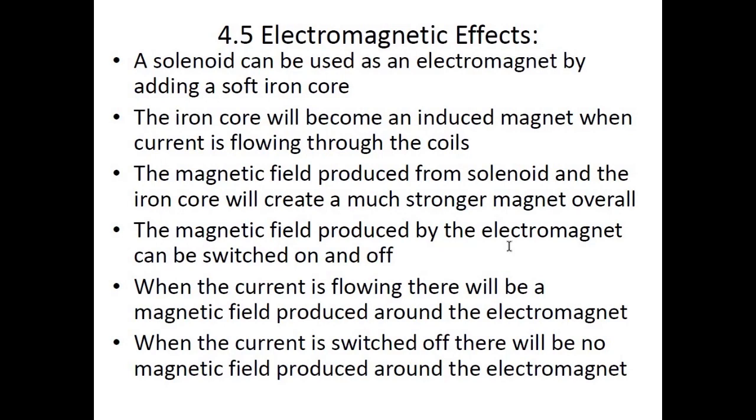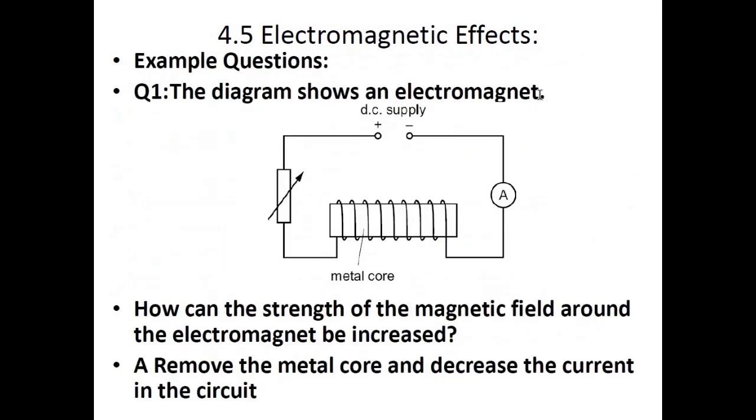The magnetic field produced from the solenoid will create a much stronger magnetic overall effect, because the coil as well as the soft magnetic material will combine together, their magnetic strengths would add together and they will produce a stronger magnet than their individual counterparts. The magnetic field produced by an electromagnet can be switched on and off, which we have discussed before as well.